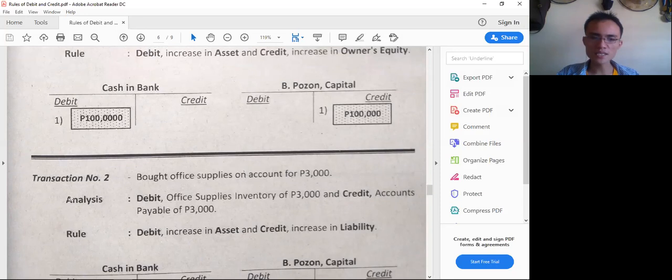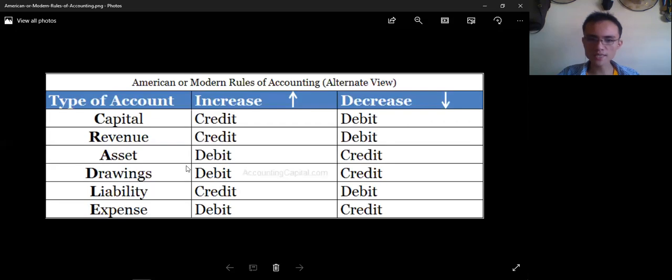Take note that if we say analysis, we talk about the account to be debited and the account to be credited. But if we say the rule, we talk about the effects on the accounting elements. By the way, as I said a while ago on the summary, there are 6 account titles overall. These are called accounting elements. Accounting elements, also known as accounting values, are those items or big groups of accounts having similar nature in the financial statement. So there are 6 of them.